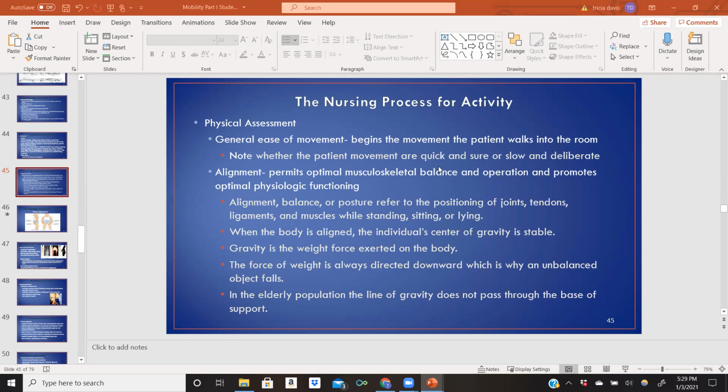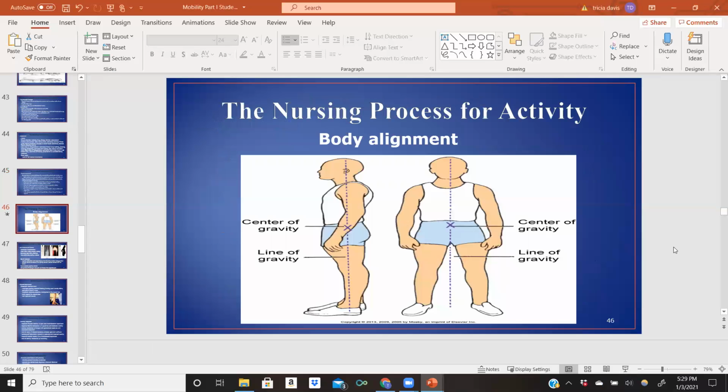Gravity is what we call the weight force exerted by the body. The force of weight is always directed downward, which is why an unbalanced object falls. In the elderly population, the line of gravity does not pass through the base, which is why they are at risk for falling. So here you can see the center of gravity and the line of gravity. You can tell how the body alignment is, if it's appropriate or not for your patient. That's just an example.